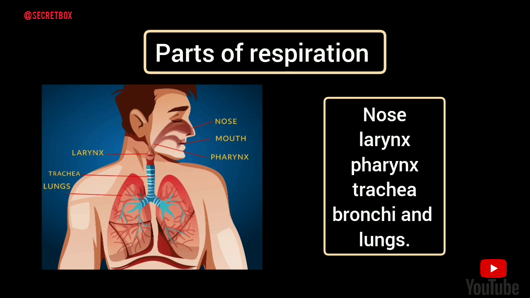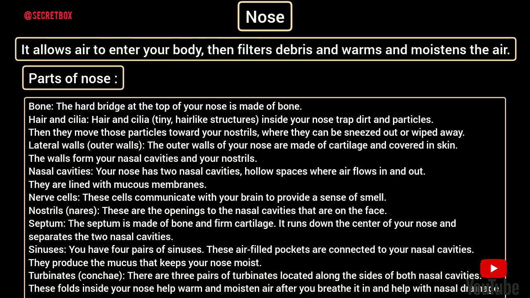Parts of the respiratory system: nose, larynx, pharynx, trachea, bronchi and lungs. Nose: it allows air to enter your body, then filters debris and warms and moistens the air.